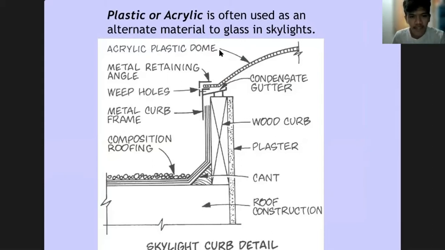First, when there's a plastic bone in the upper and the metal retaining hoop frame, the hoop composition, and condensate character, wood curve, this one, and plastic, the front and roof construction. So, this is the style of curve.